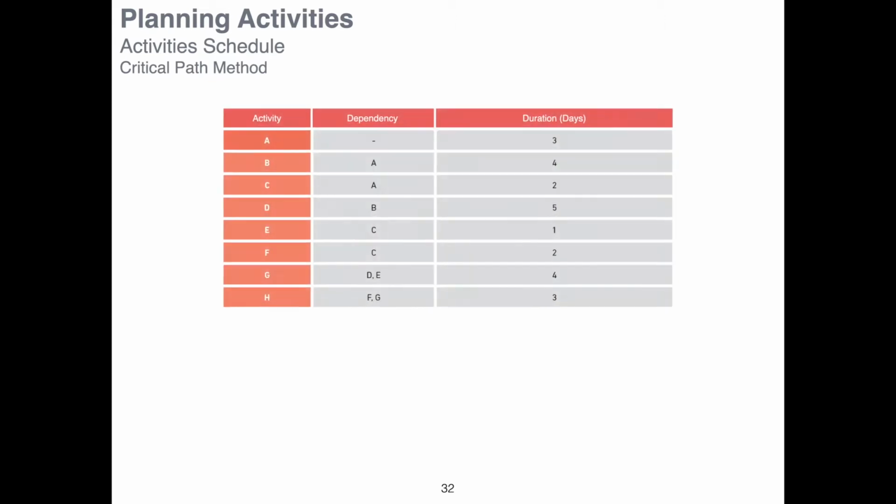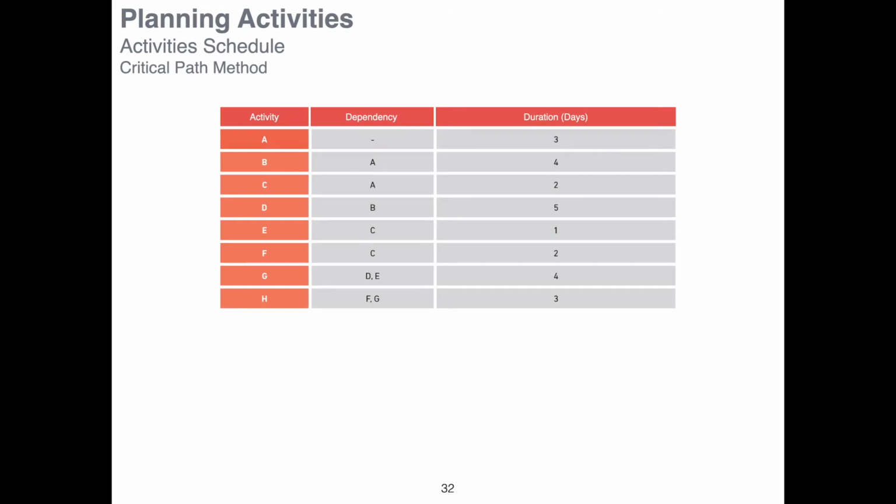The starting point of the critical path method is to prepare a table like this with all your activities listed here in the first column. Then the dependencies. What do we mean by the dependencies? By the dependencies we mean what is the activity that can only start once a previous activity has been completed. For instance, here, activities B and C can only start once activity A is completed. Activity D can only start once activity B is completed. So the first step is to define the dependencies.